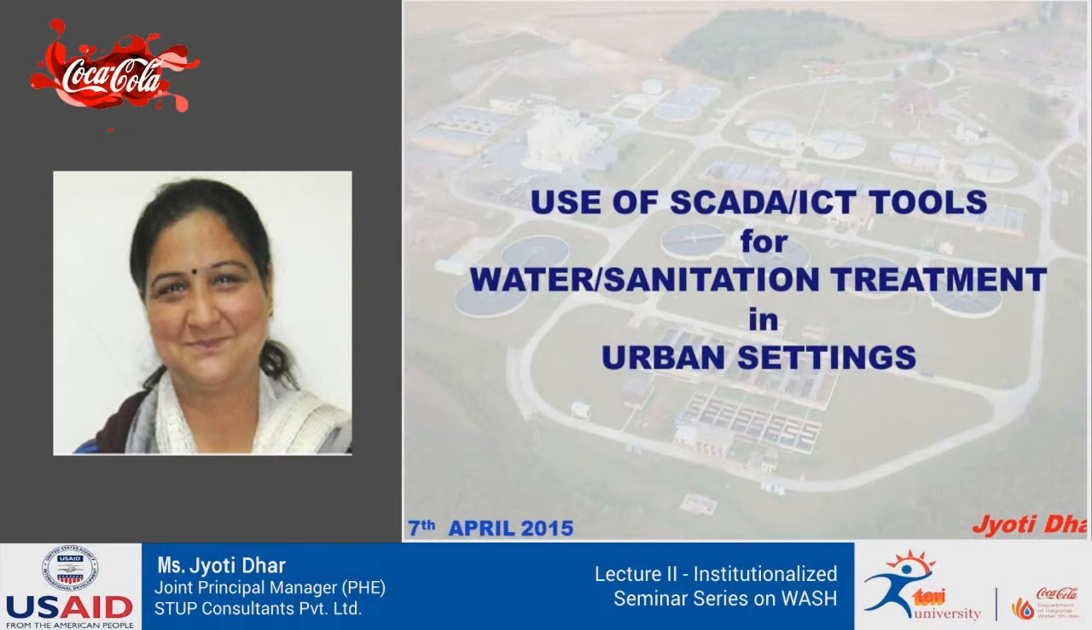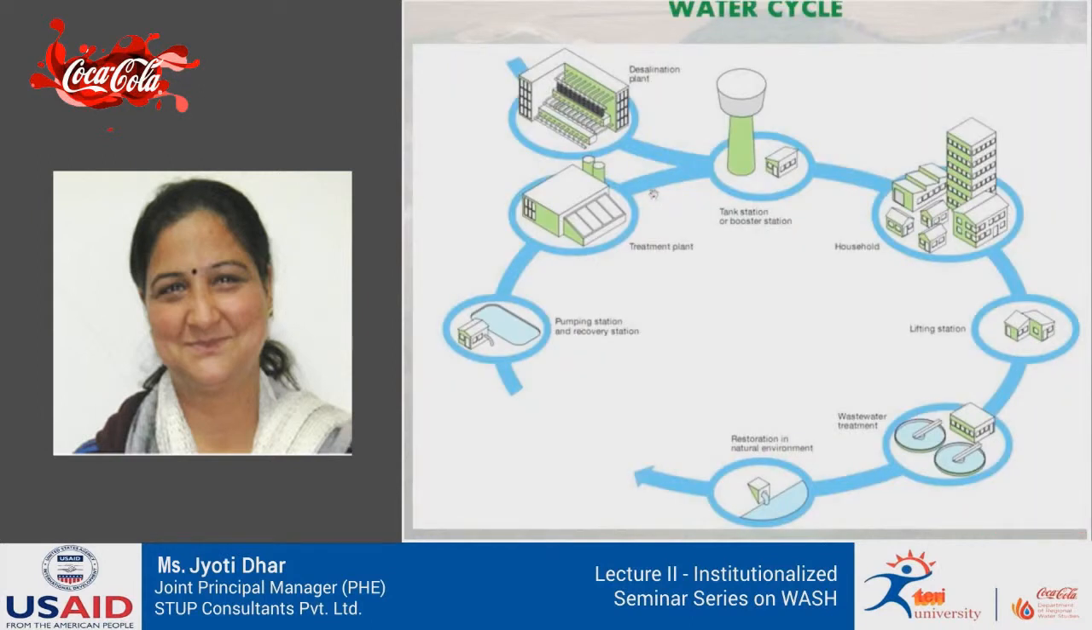Now let's see a symbol of the water cycle, wherein we have a pumping station. The raw water source comes from maybe a river or a reservoir. It's pumped into the treatment plant, where you have various treatment processes, like clarification, filtration, and the sludge management system. Then finally the water goes to the desalination plant, and then it's taken to a tank station or a booster station, where it's pumped to household societies and to industries for their use.